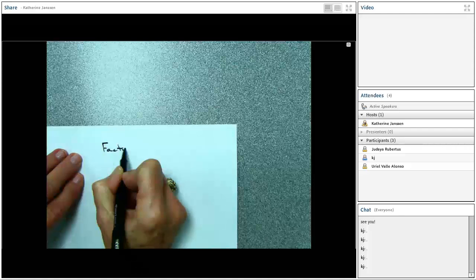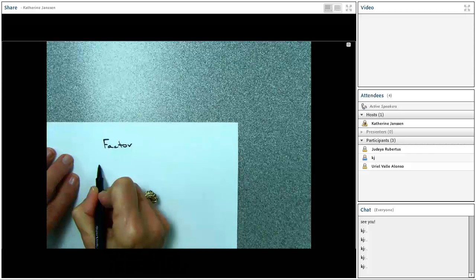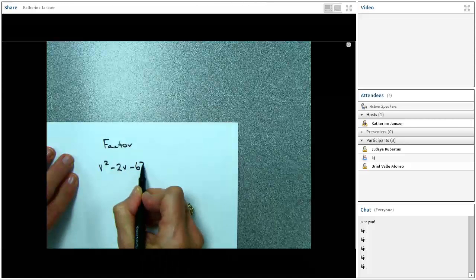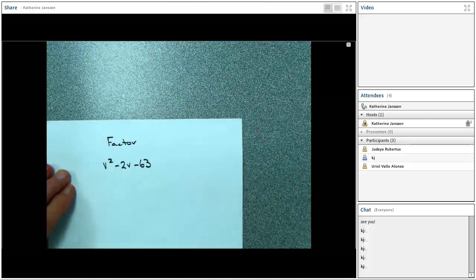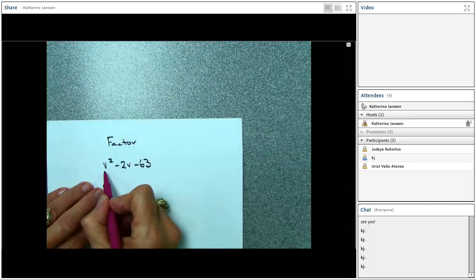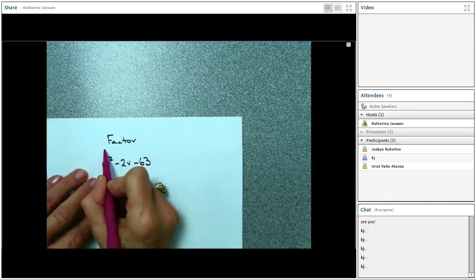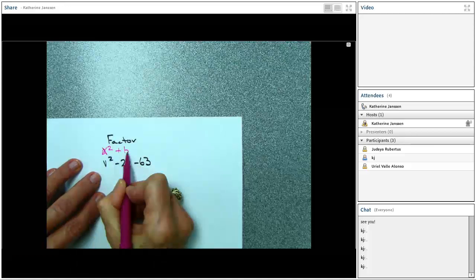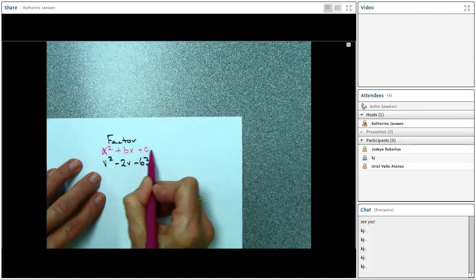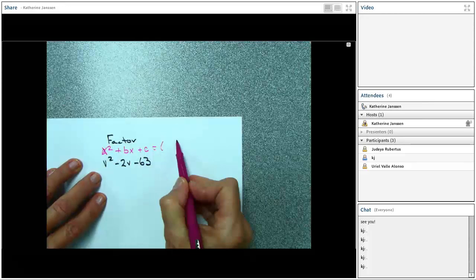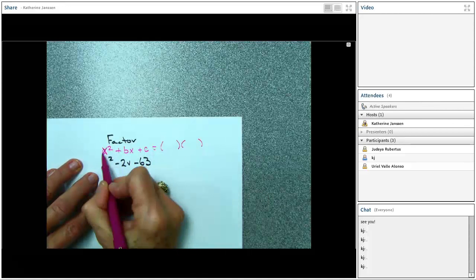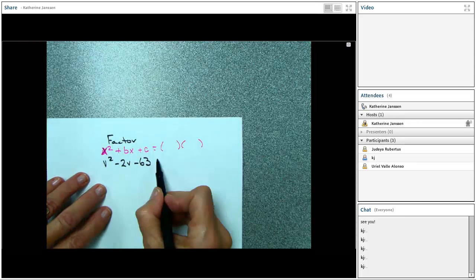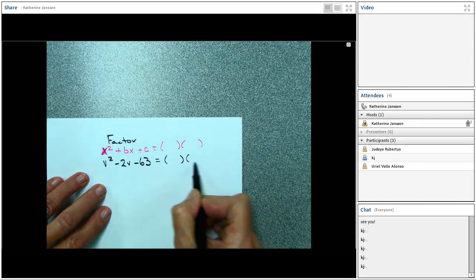Factor. B squared minus 2b minus 63. Well, I want to recognize that my highest degree term is to the second degree. I get x squared plus something times x plus a constant. We expect to factor that as a product of two binomials.